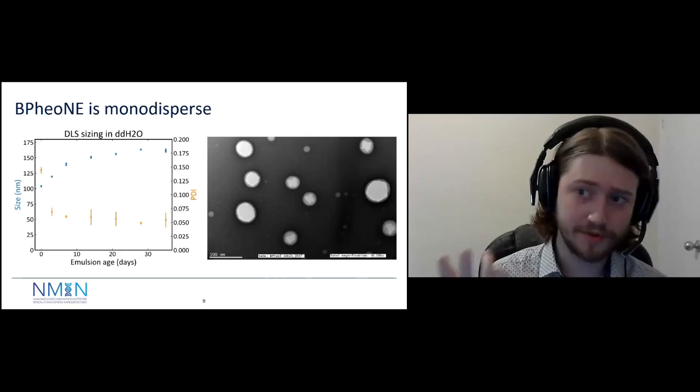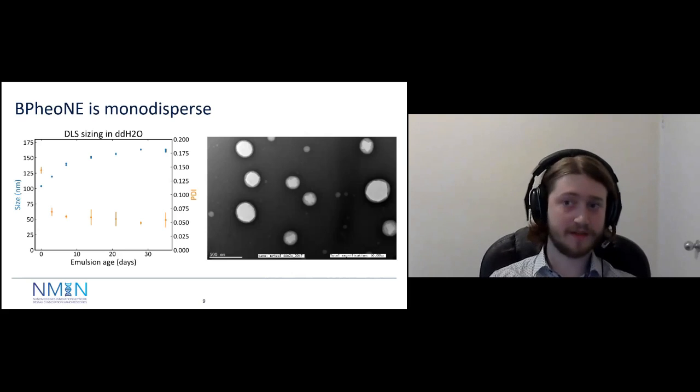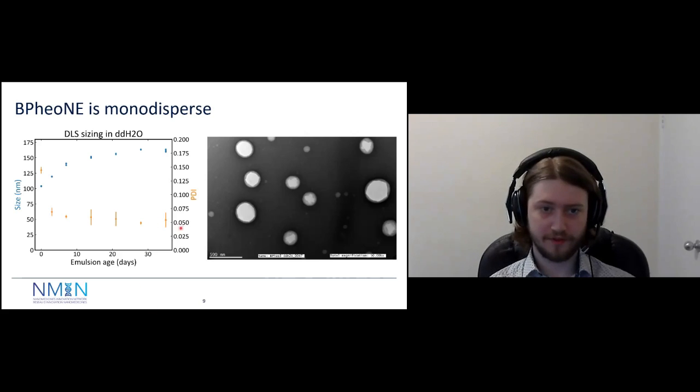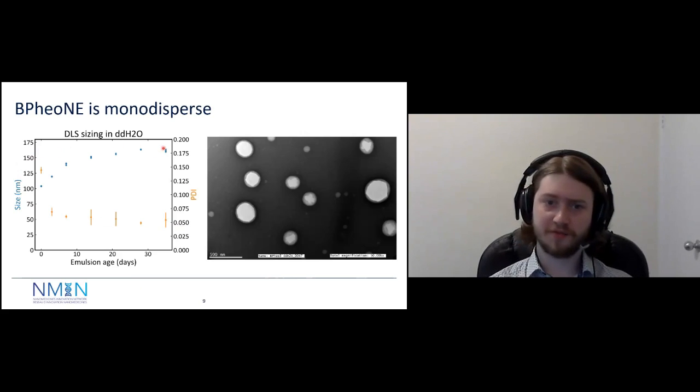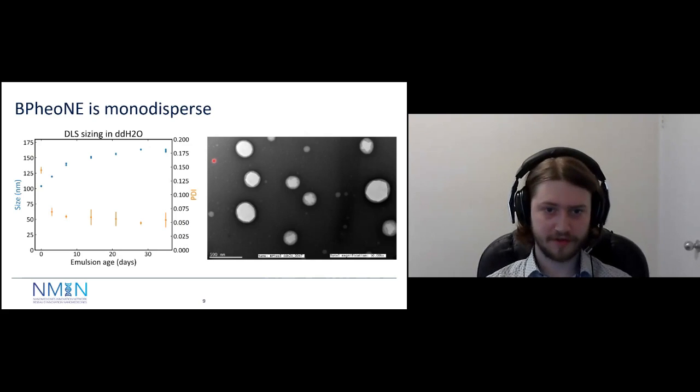And we found that using this process, we were able to form a monodispersed Bacteriopheophorbide-based nanoemulsion. The polydispersity index was quite low at roughly 0.05, and the size is reasonable at roughly 160 nanometers. And when I performed transmission electron microscopy, I confirmed the results of the dynamic light scattering measurements, which indicated that the droplets are in fact monodispersed and quite small.